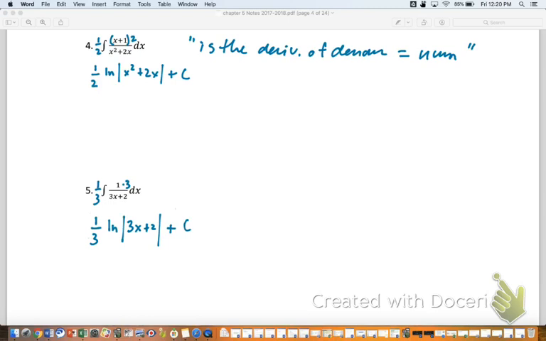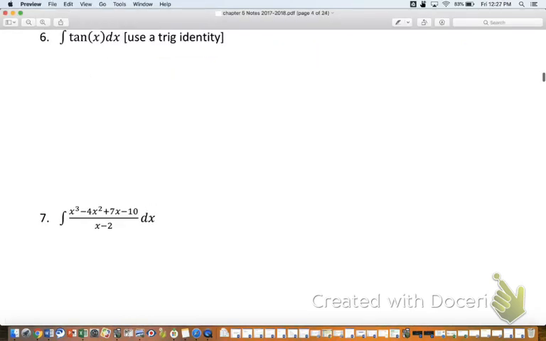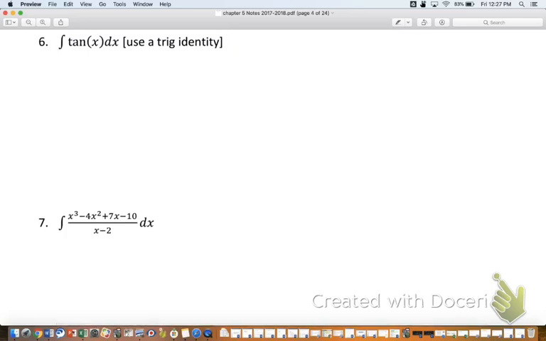All righty. Well, we've got a few more to explore here. Want to help you with this next one. I hope this next one looks pretty familiar to you. Number 6. There we go. So it gives you a hint of using a trig identity. What trig identity could we use with tangent to get this into a different form? That's right. So I'm going to rewrite this as the antiderivative of sine of x over cosine of x.